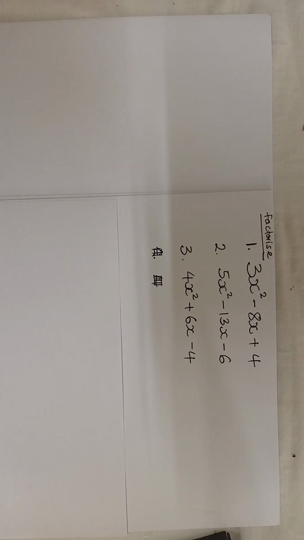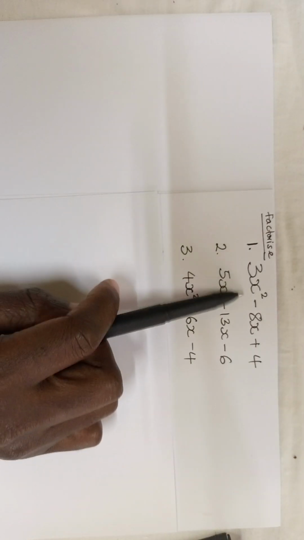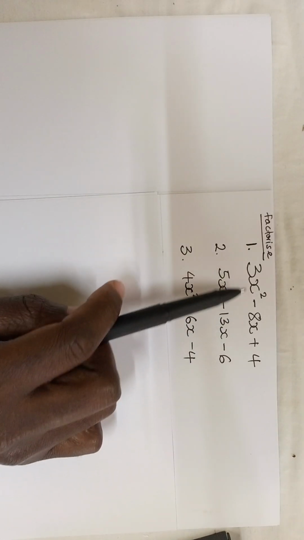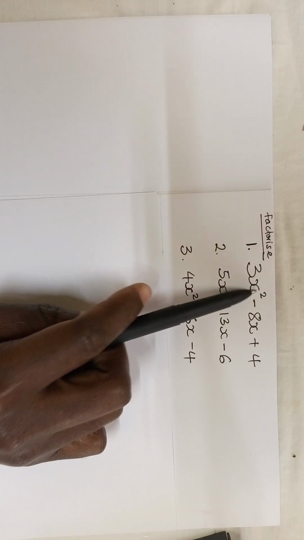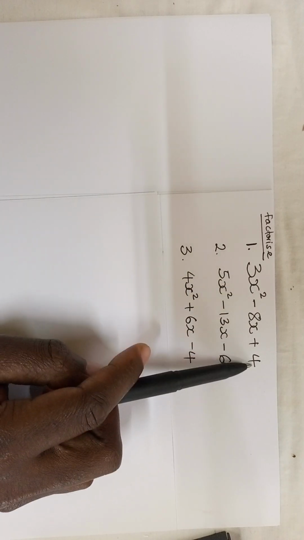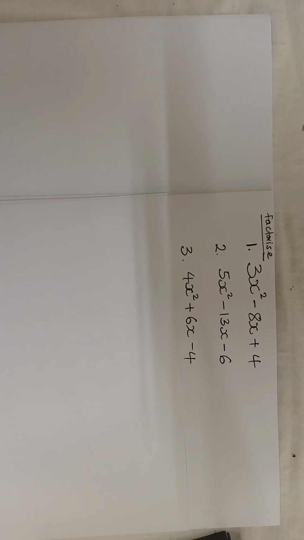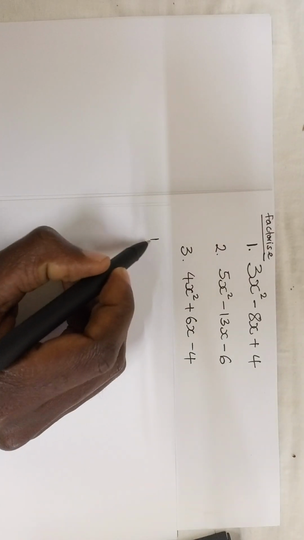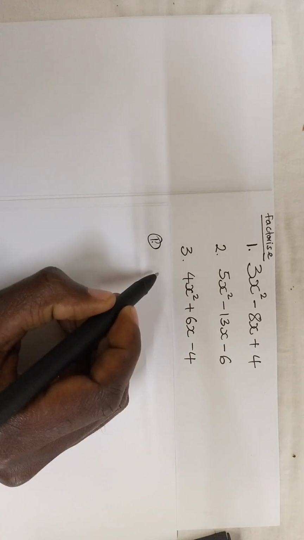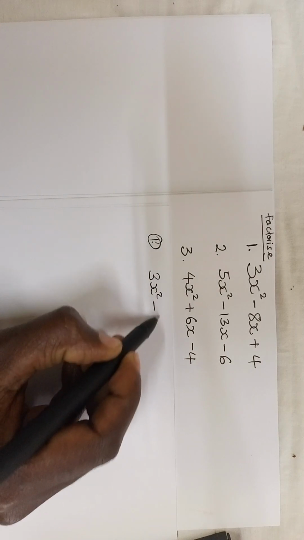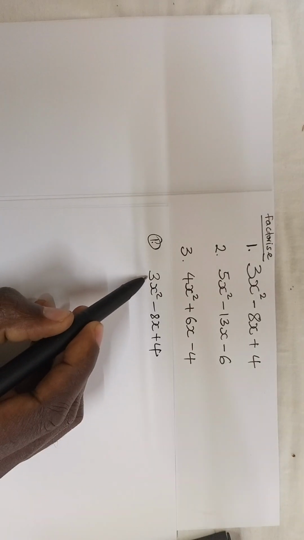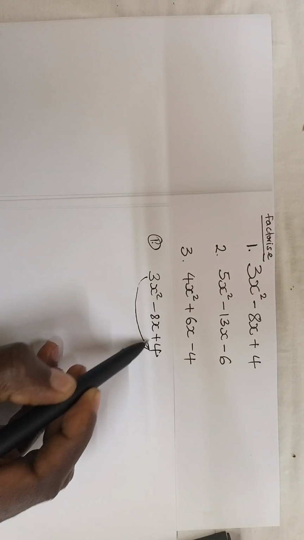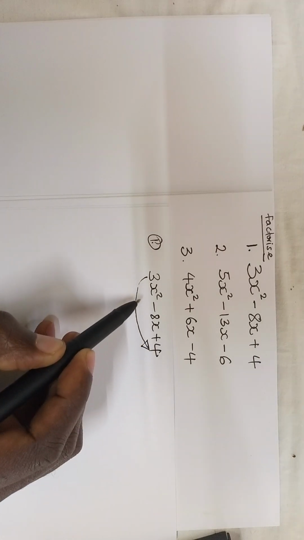So here is a very wonderful method of factorizing this expression. When you are given such an expression as 3x squared minus 8x plus 4, there is a faster way of solving this one. Number one, you'll have this 3x squared minus 8x plus 4. What you need to do is get this 3 and multiply it by 4. That will give you a positive 12.